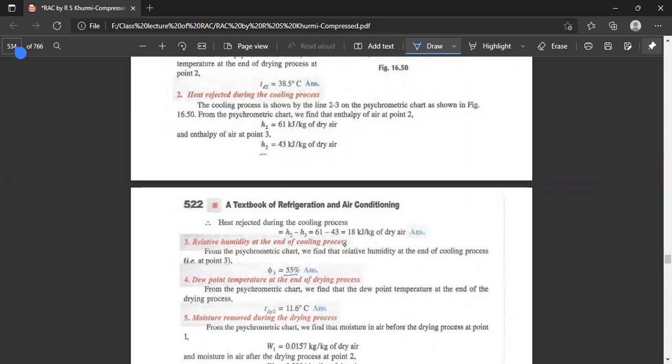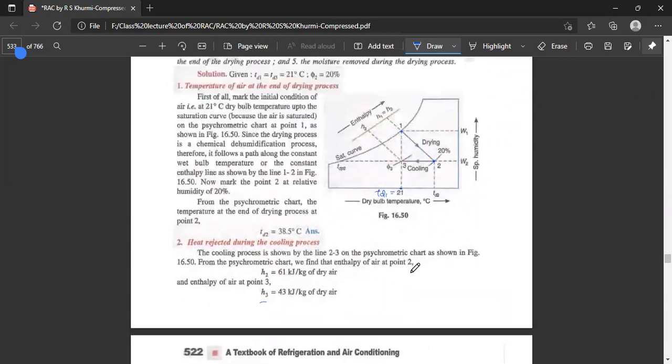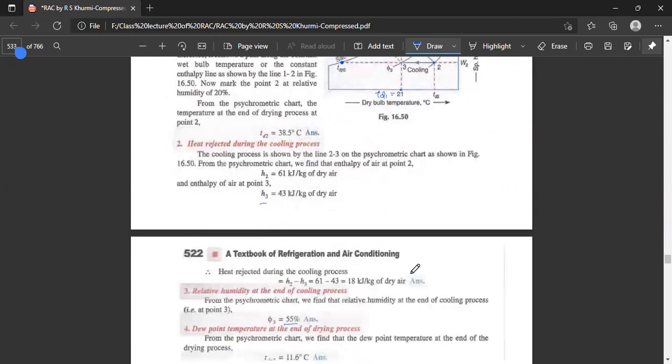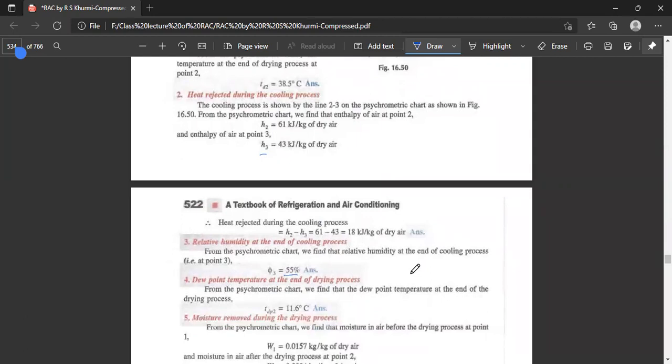From the psychrometric chart, we find that the dew point temperature at the end of the drying process, TDP2, is 11.6. Now if we draw this horizontal line up to the saturation curve, the dew point temperature will be marked at this point, which is given here as 11.6 degrees centigrade.